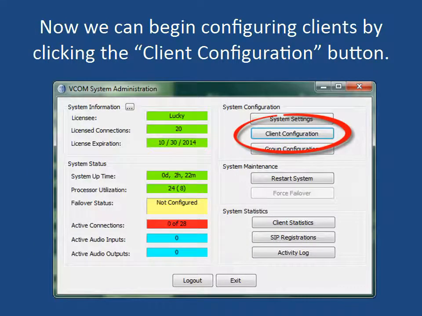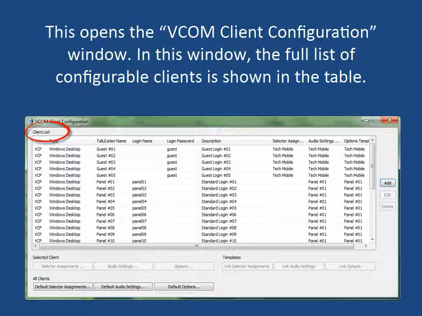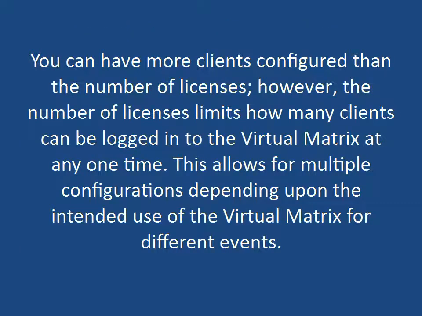Now we can begin configuring clients by clicking the Client Configuration button. This opens the VCOM Client Configuration window. In this window, the full list of configurable clients is shown in the table. You can have more clients configured than the number of licenses. However, the number of licenses limits how many clients can be logged into the virtual matrix at any one time. This allows for multiple configurations depending upon the intended use of the virtual matrix for different events.